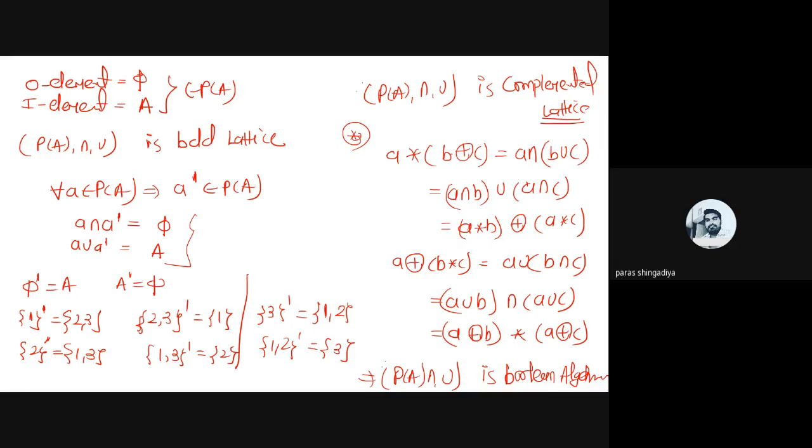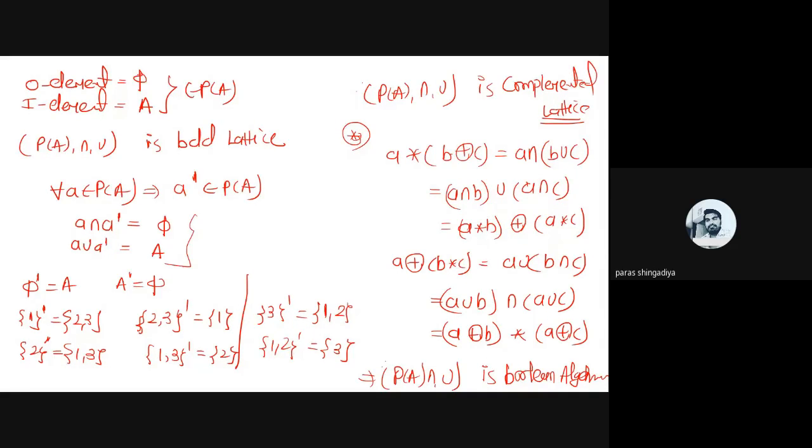Phi dash is equal to A. 1 dash will be 2 3, 2 dash will be 1 3, and 3 dash will be 1 2. Then the reverse: if 1 dash is 2 3, then what will 2 3 dash be? That is equal to 1. If 2 dash is 1 3, then what will 1 3 dash be? Singleton 2. Clear? Based on that, we check the complement of each entry, and they exist, and each is also part of P of A, and therefore we can say it is a complemented lattice. If the complement is true, then the lattice is obviously there, and we can easily prove the distributive lattice, so we can say it is a Boolean algebra. Clear? So this is the solution of this question.